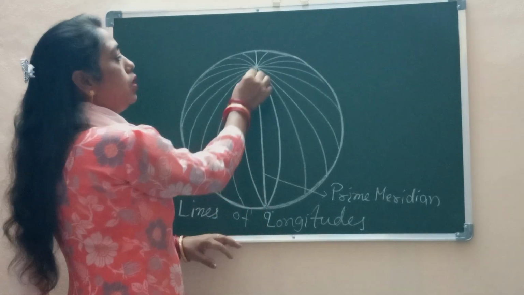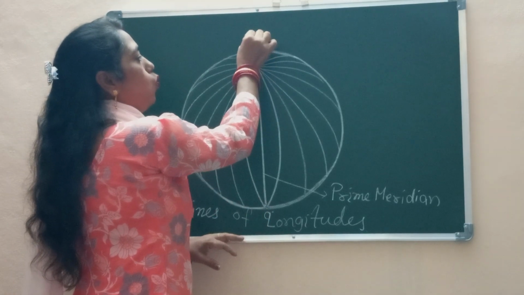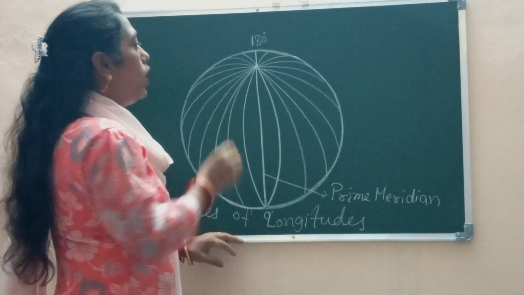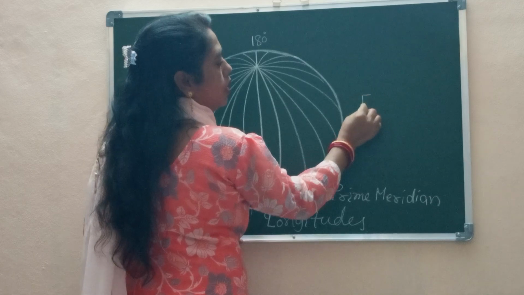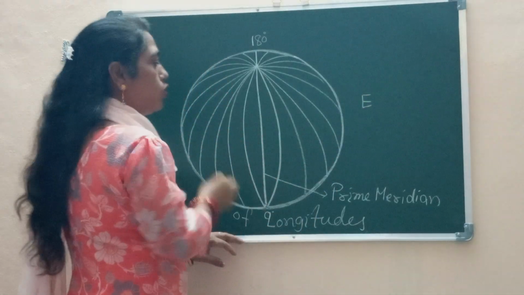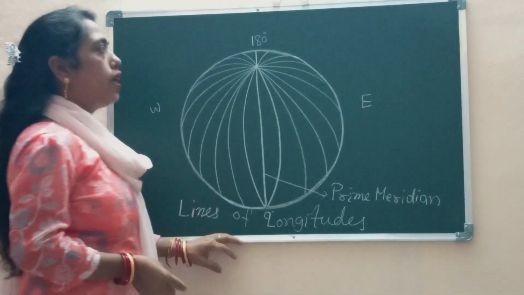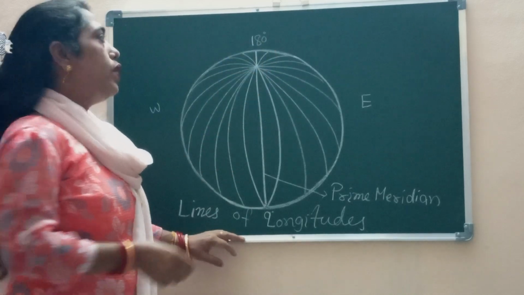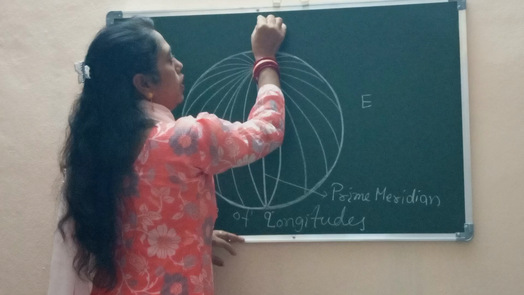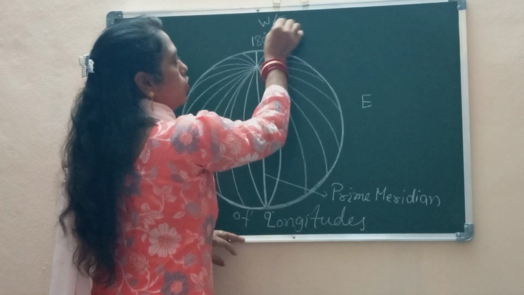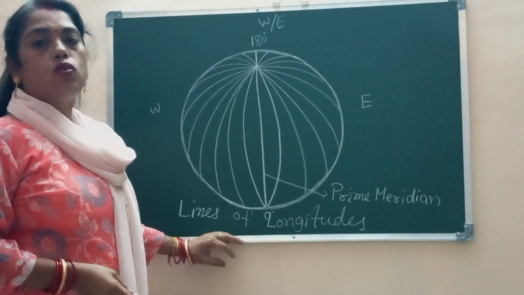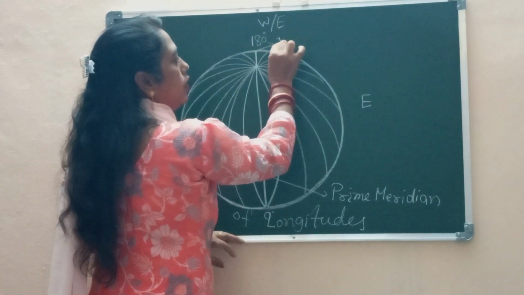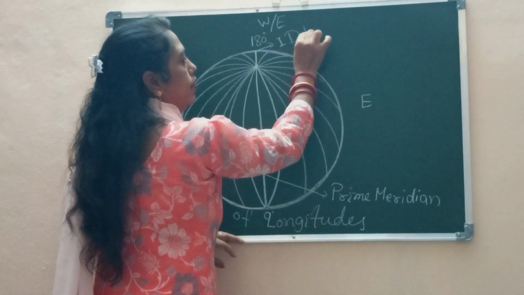At the same time, here this is 180 degree. This side is the east side and here it is the west side. So this 180 degree is the single line which we can say is 180 degree west or east. And this line is also known as the international date line.